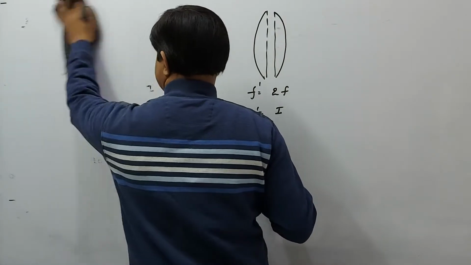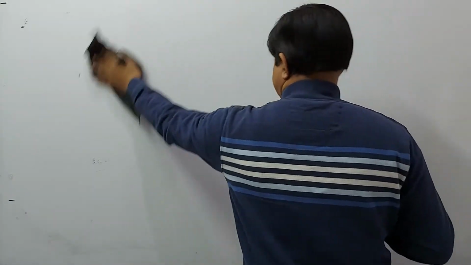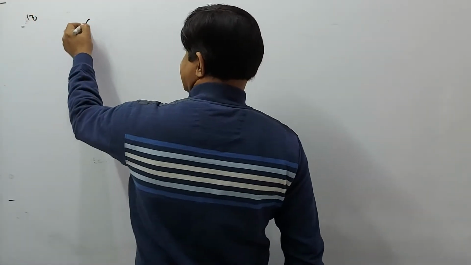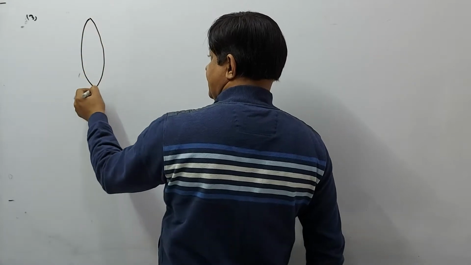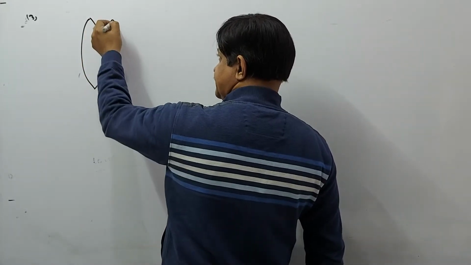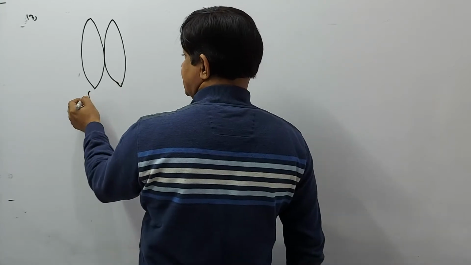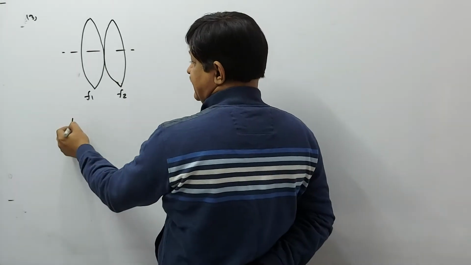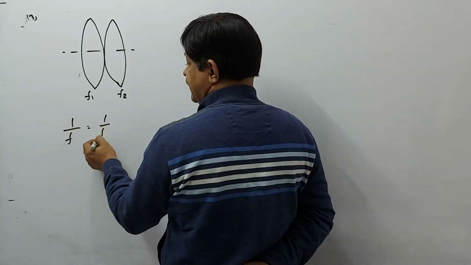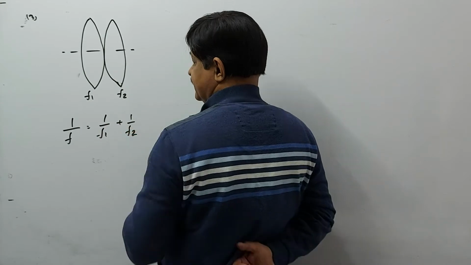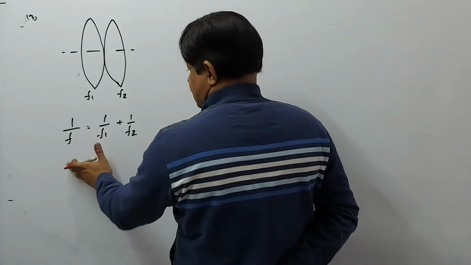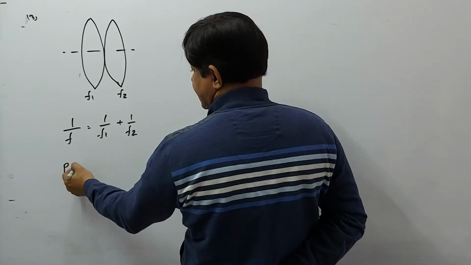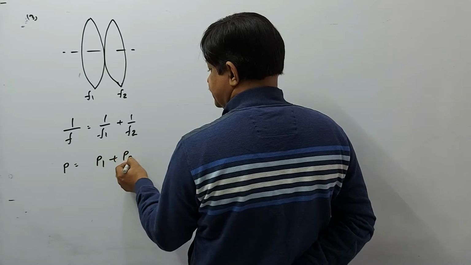Number 3. Whenever two lenses are kept in close contact, no gap is there between them, you want to find out its equivalent focal length. The equivalent focal length looks like 1 upon f1 plus 1 upon f2. The reciprocal of focal length is also called power. So power wise you can write it should be P1 plus P2.